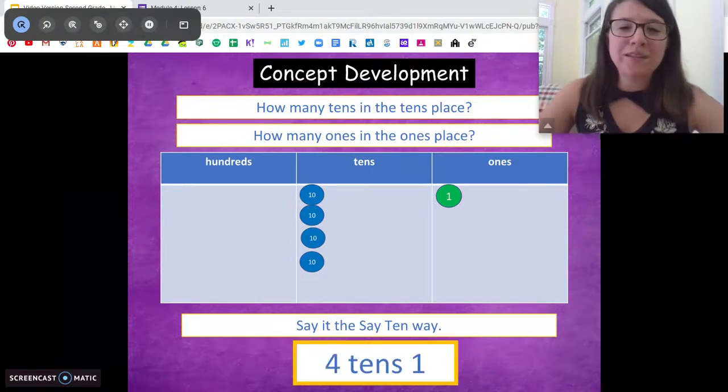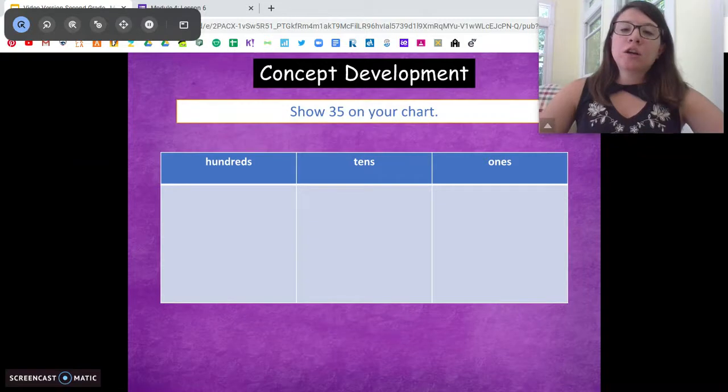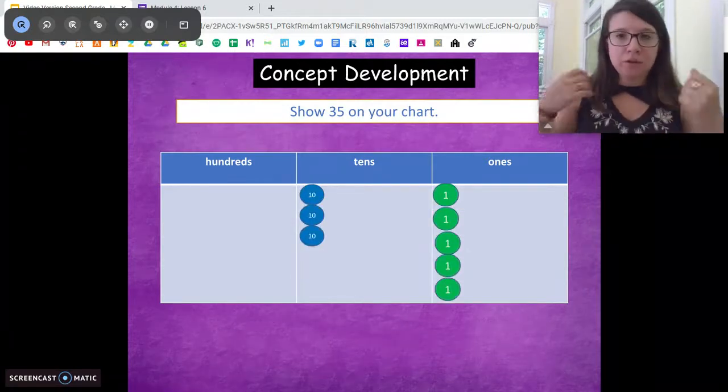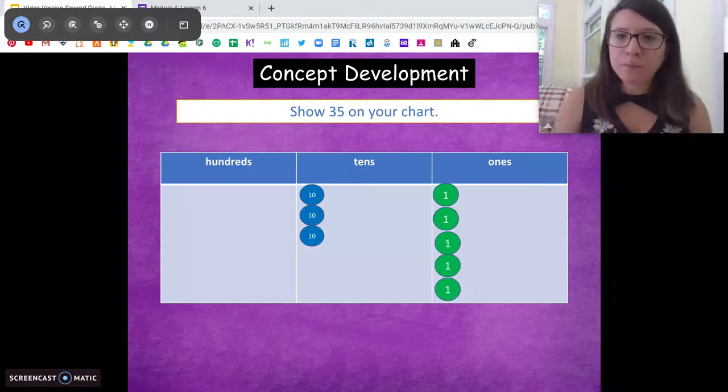4 10s 1. Awesome work. All right. Go ahead and show 35 on your chart again. Clear off the 4 10s 1. Show 35 on your chart. Pause and do that now.